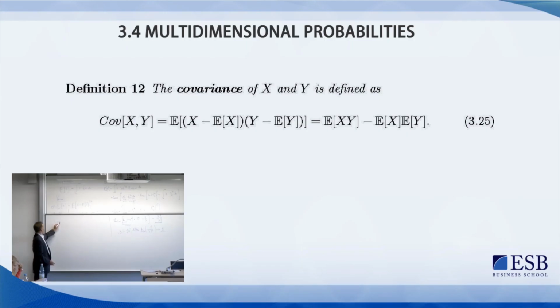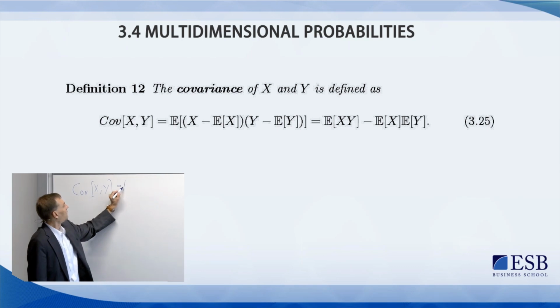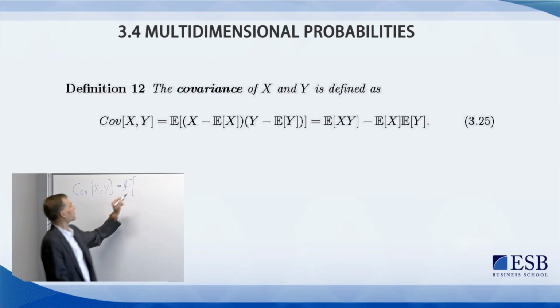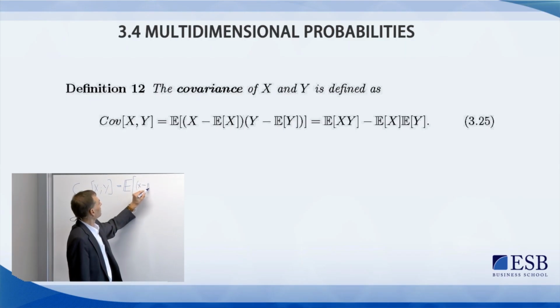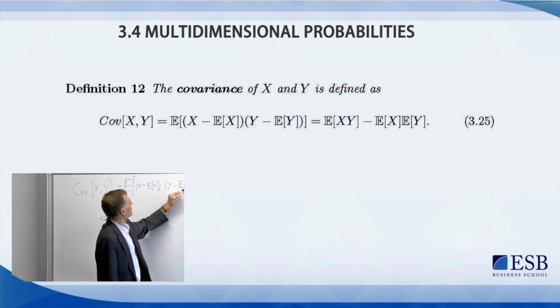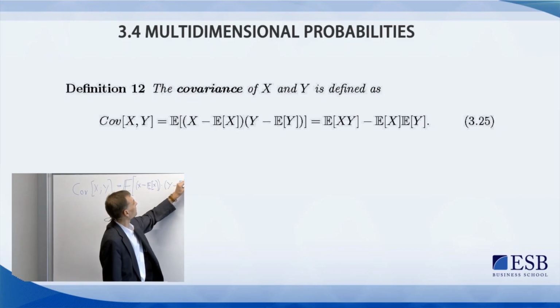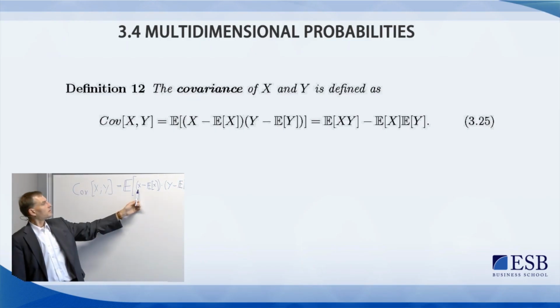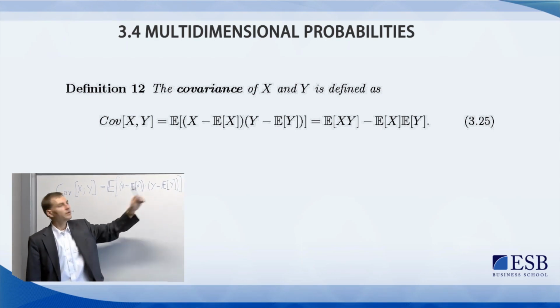The covariance is indicated with this for two variables. Let's call it x and y. Yeah? Two random variables. Could be stock A, stock B, or stock X and stock Y. And what is the covariance? Well, the covariance is defined as the expected value of x minus the expectation of x times y minus the expectation of y. This is the variance of x, variance of y.